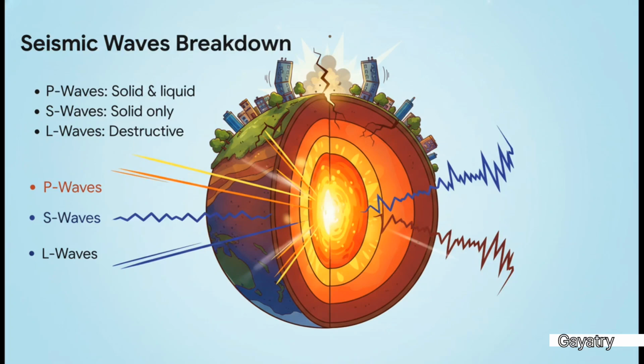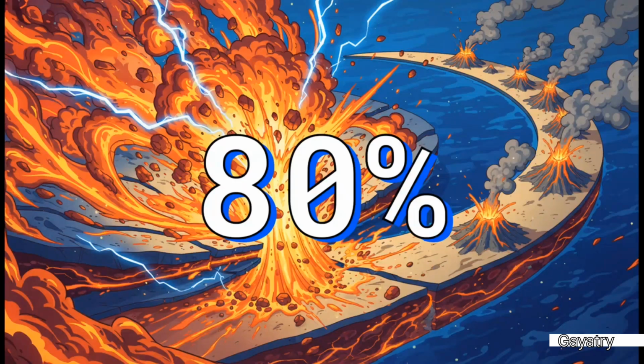Finally, we have L waves. These are the surface waves. They travel right along the crust, and unfortunately for us, they are by far the most violent and destructive to our cities and infrastructure. And as you might guess, alongside the shaking comes the fire.